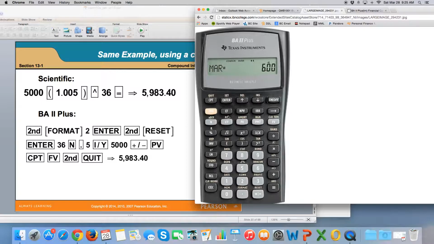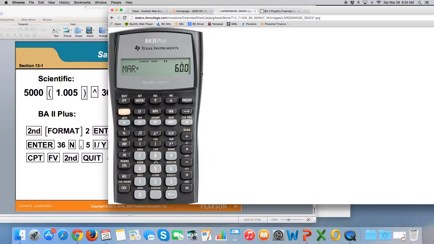You can actually put it in any order you want. You can do 0.5 I/Y, and then the present value, negative 5,000 PV, and then 36 N for the periods, and then compute FV. As long as compute FV is the last thing that you tell it, it's fine.